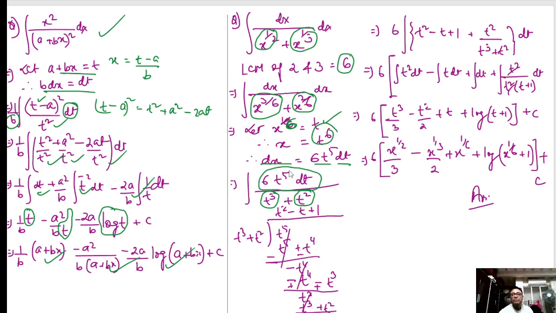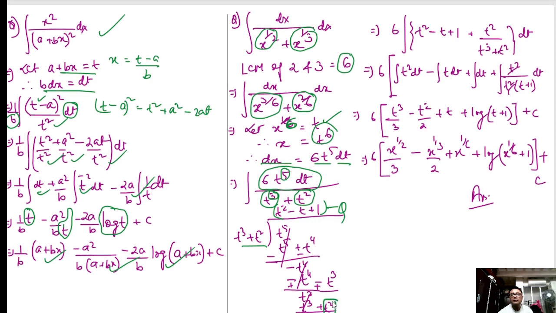Now see, the upper power is bigger than the lower power, so we will divide it. So this is our quotient, this is our remainder. Okay, so our remainder will be t square. So this is the quotient, remainder by the divisor, and we are now separating it.